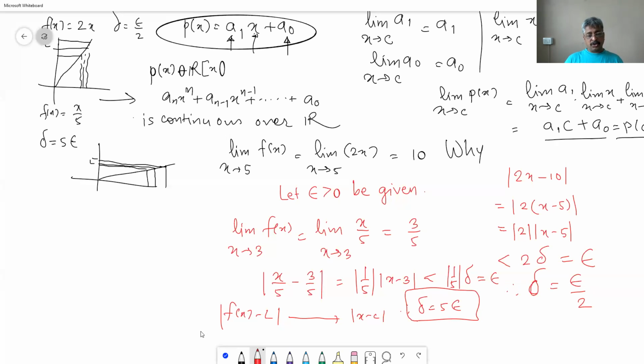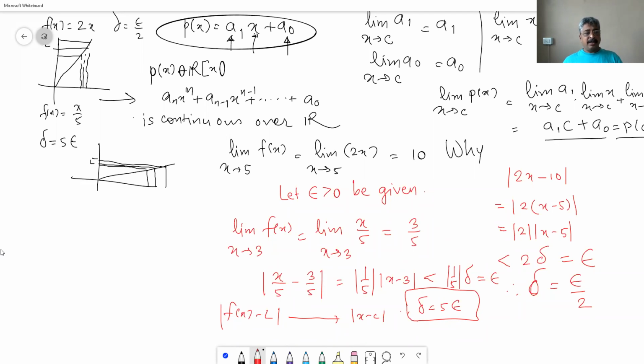Okay, understood. So can somebody tell me why, when we do epsilon calculations, basically the function minus the value of the function after taking the limit, in absolute value, and when we start simplifying it, why do we end up getting an absolute value of x minus c?